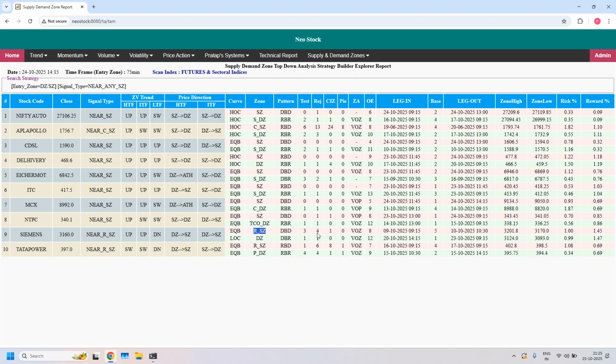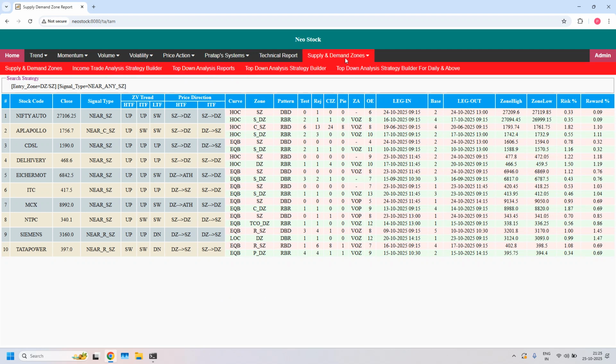Siemens is having a 75 minutes high liquidity supply zone. Tata Power is a piercer zone. So we got only one valid 75 minutes high liquidity supply zone from this list. Okay, this is about high liquidity zone identification.